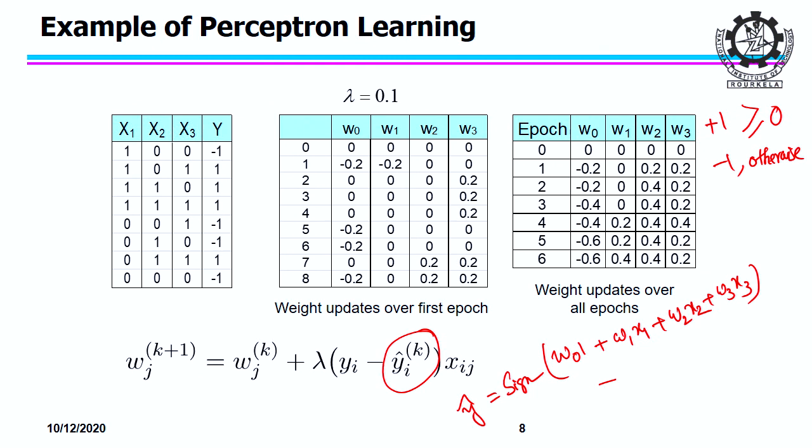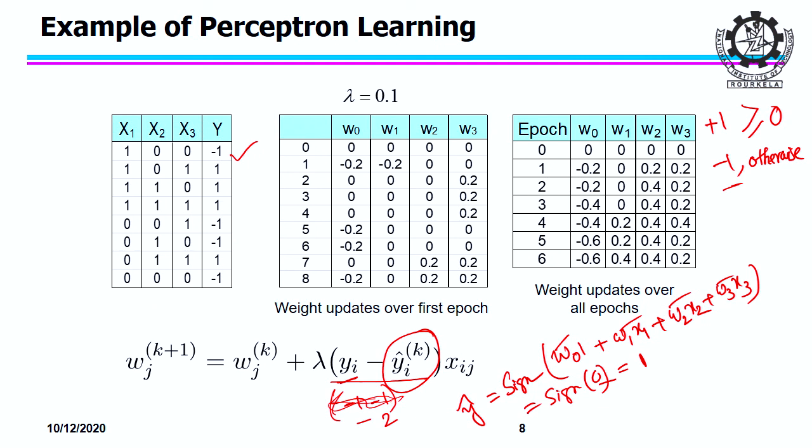Now, all values are 0, like this is 0, this is 0, this is 0, this is 0. So, sign of 0, what will come? Sign of 0 is nothing but plus 1. So, this will be plus 1. Now, what is the original value? As you can see, the original value is minus 1. So, therefore, this one will be minus 1 minus this value plus 1. So, this part will give you minus 2.